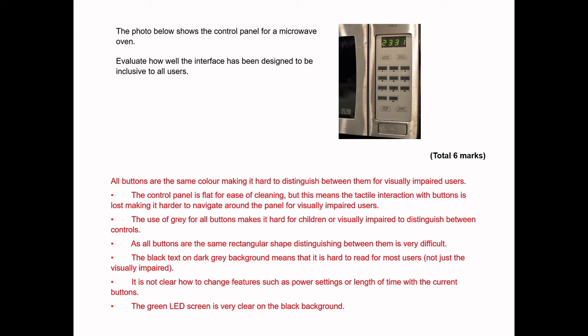Okay, so some examples: all buttons are the same colour. If you look at it, it's quite hard to distinguish what's going on. It's flat, so it's quite easy to clean, but it does mean that there's no tactile interaction, so you haven't got raised bits that make it easier for people to identify. The fact that it's all dark grey means it's again difficult to identify what different things will do. They're all the same sort of shape. Again, you can't really identify it.